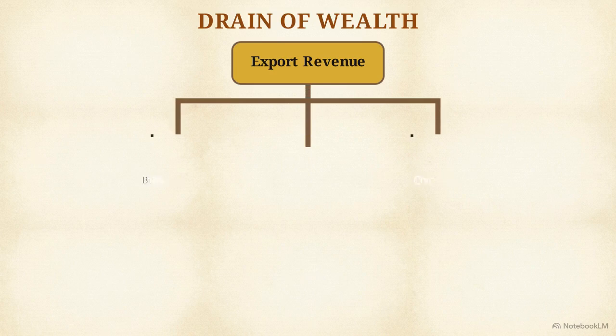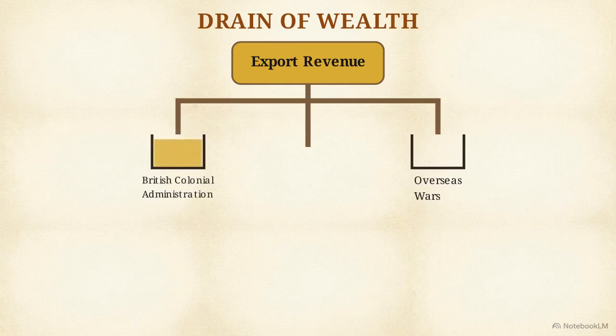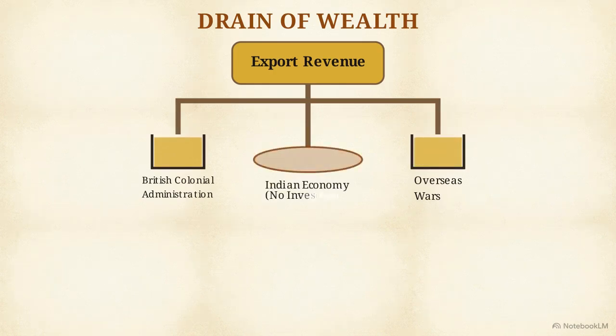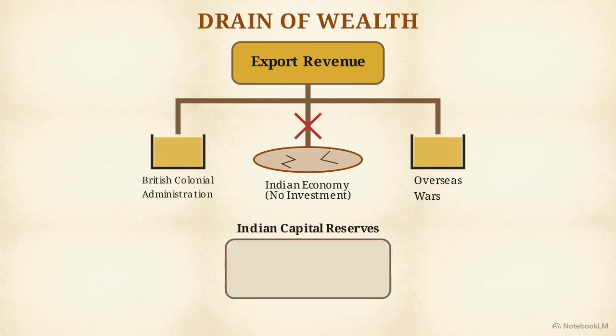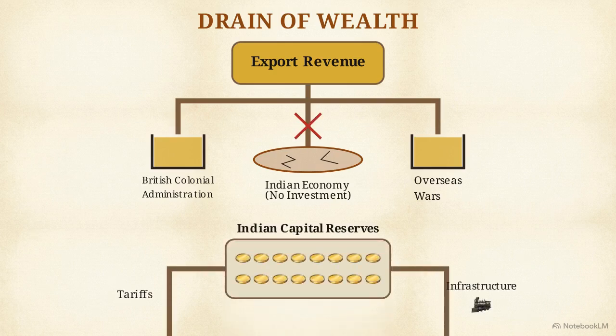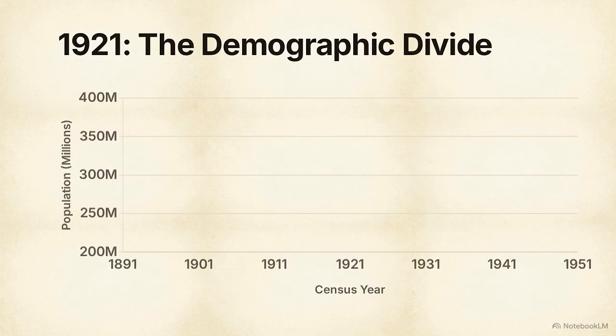The revenue generated by exports was siphoned off to pay for British colonial administration offices and to fund overseas wars. None of it was invested back into the Indian economy. By weaponizing both tariffs and infrastructure, the administration guaranteed Indian reliance on imported British goods while actively draining its capital reserves. We can measure the human cost of the system by examining the demographics.